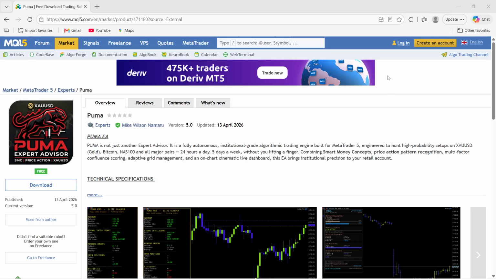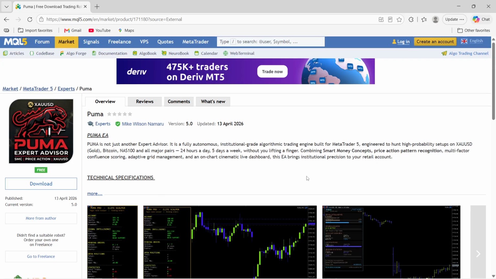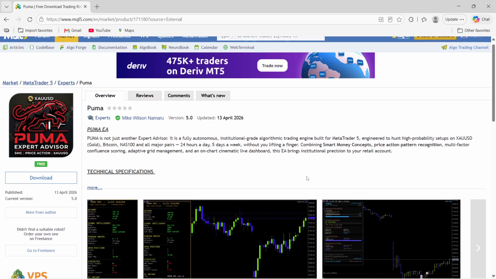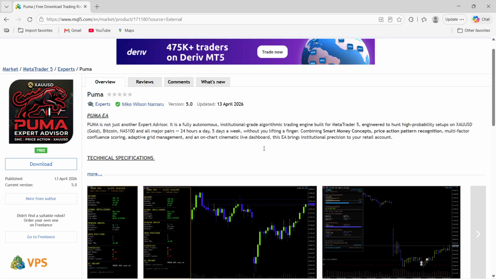Hello traders. In today's video, we are going to be looking at the Puma EA for MT5. This one's positioned as a smart institutional grade system mainly for gold and is free on the MQ5 marketplace. As you can see over here, the developer calls it a fully autonomous trading engine that hunts high probability setups on gold, XAUUSD, and a few other assets. Let's break down what they're actually claiming and whether it holds up in practice.